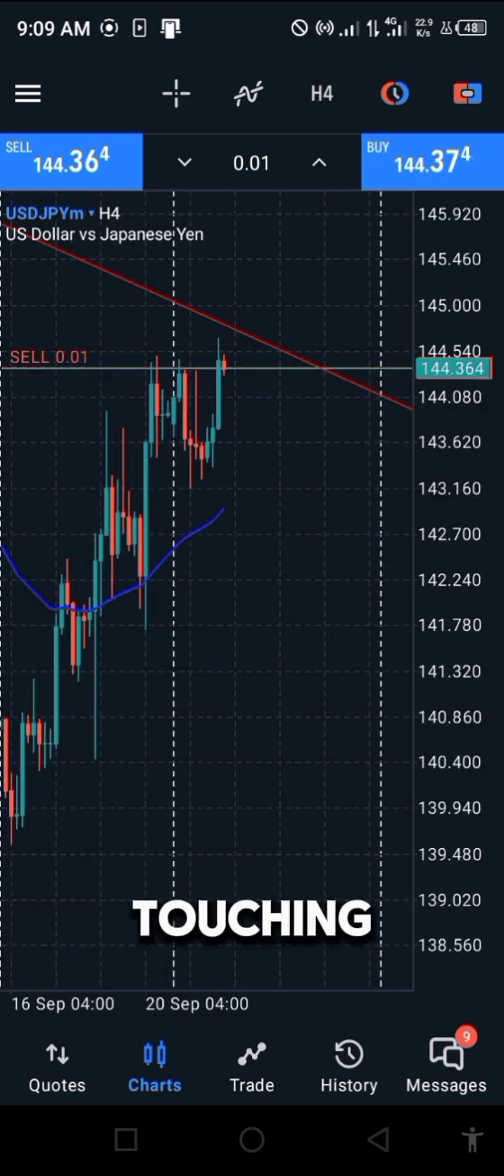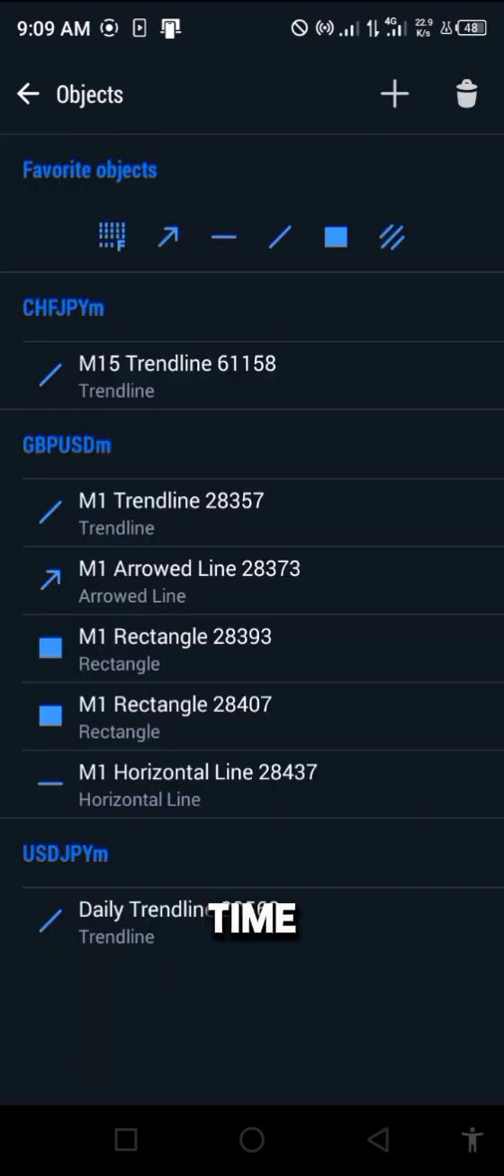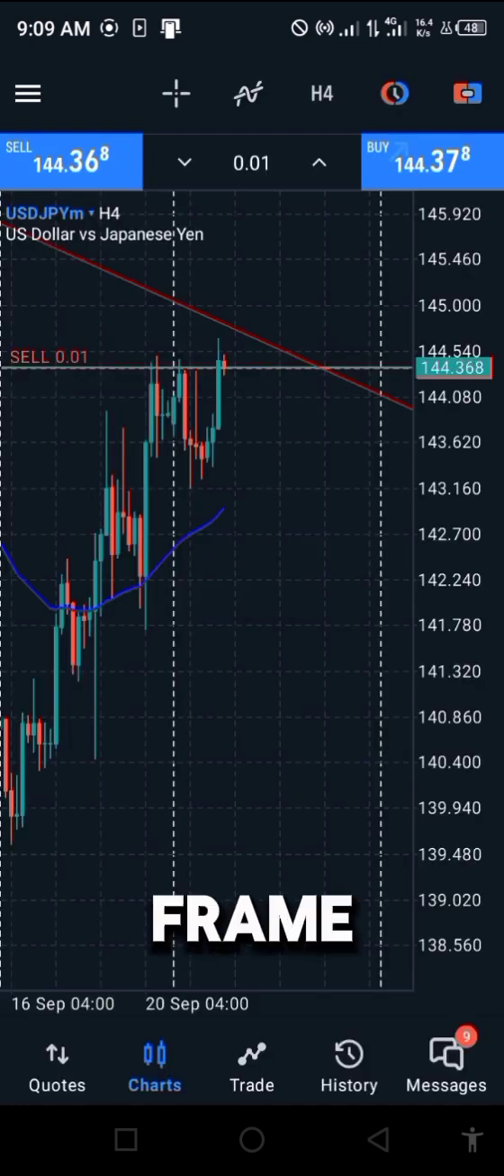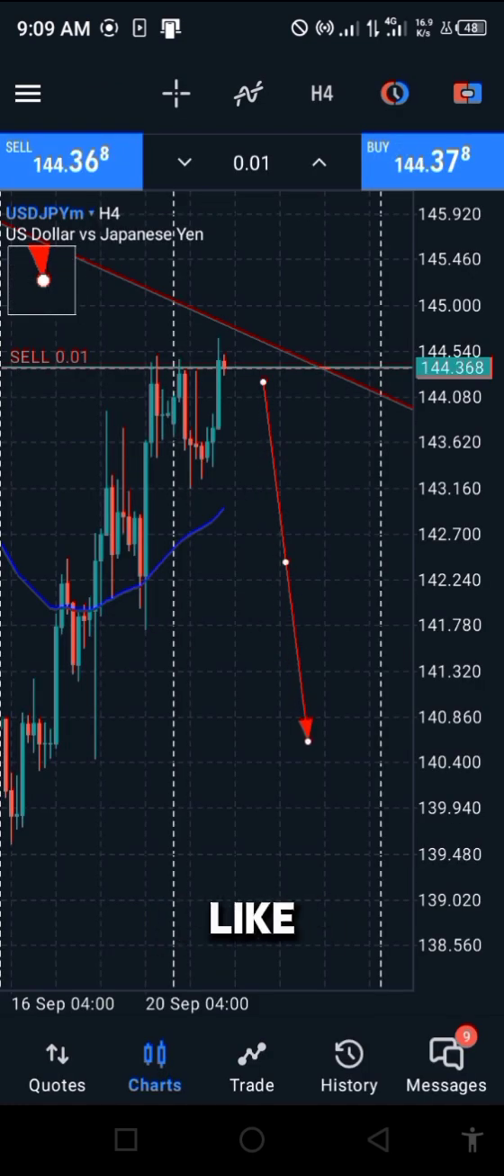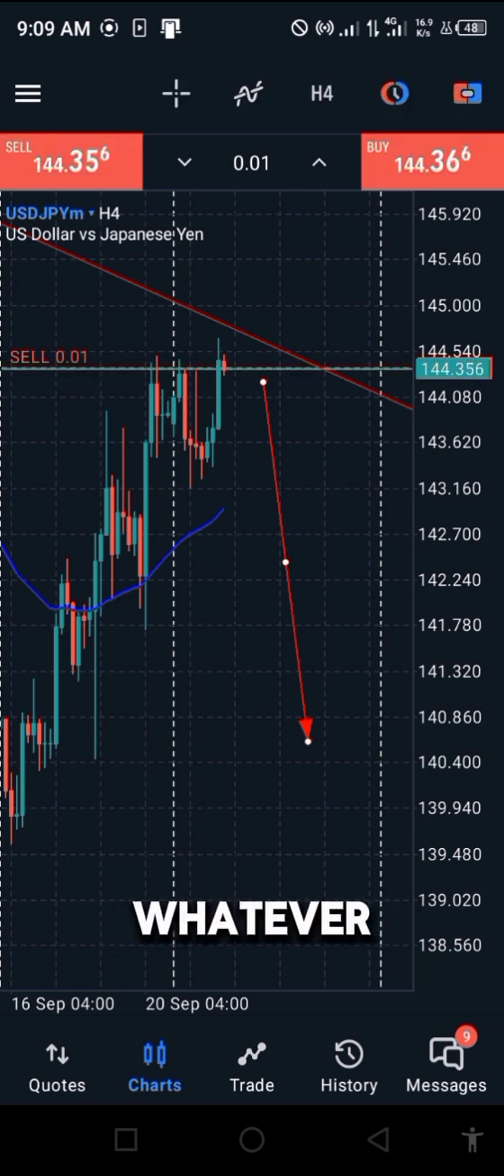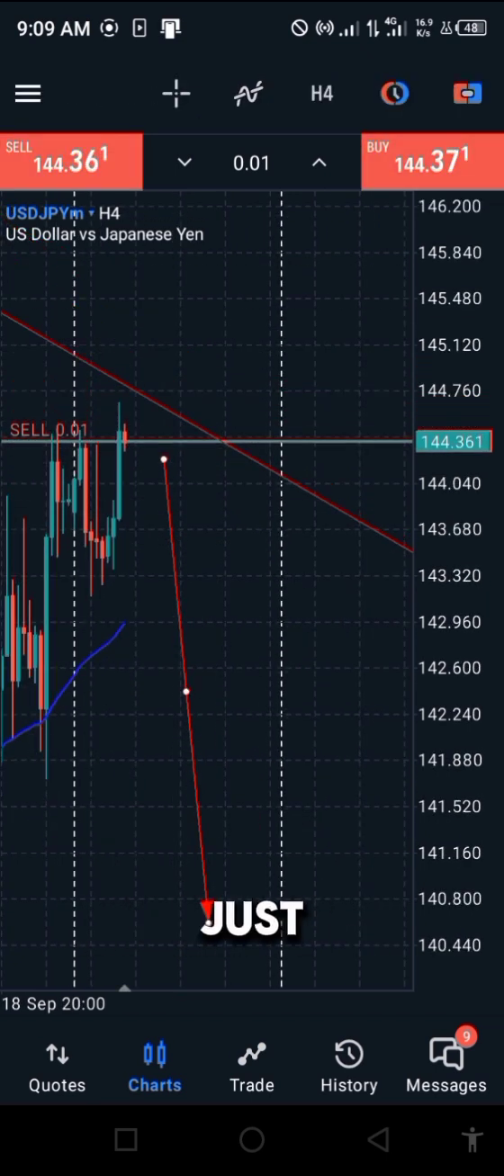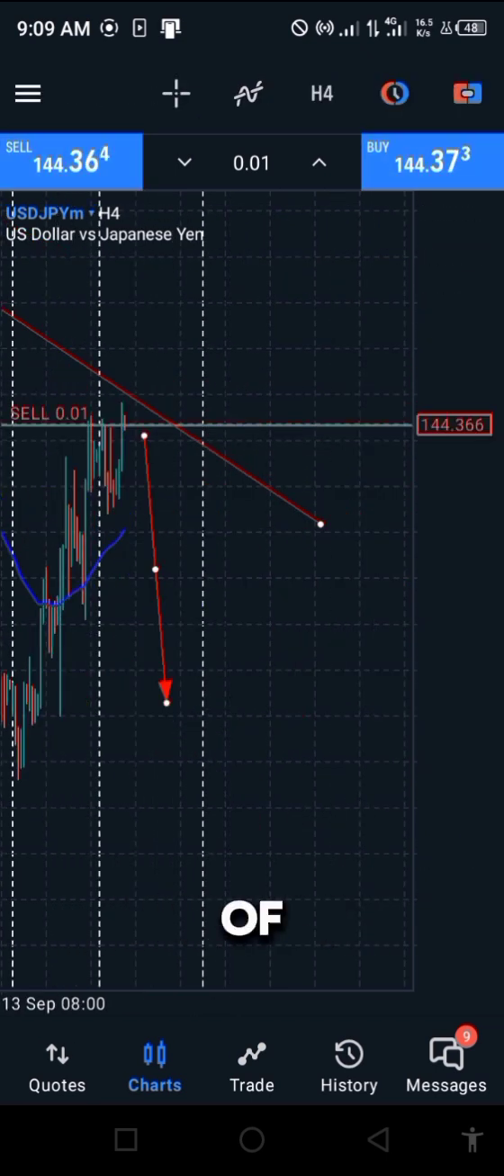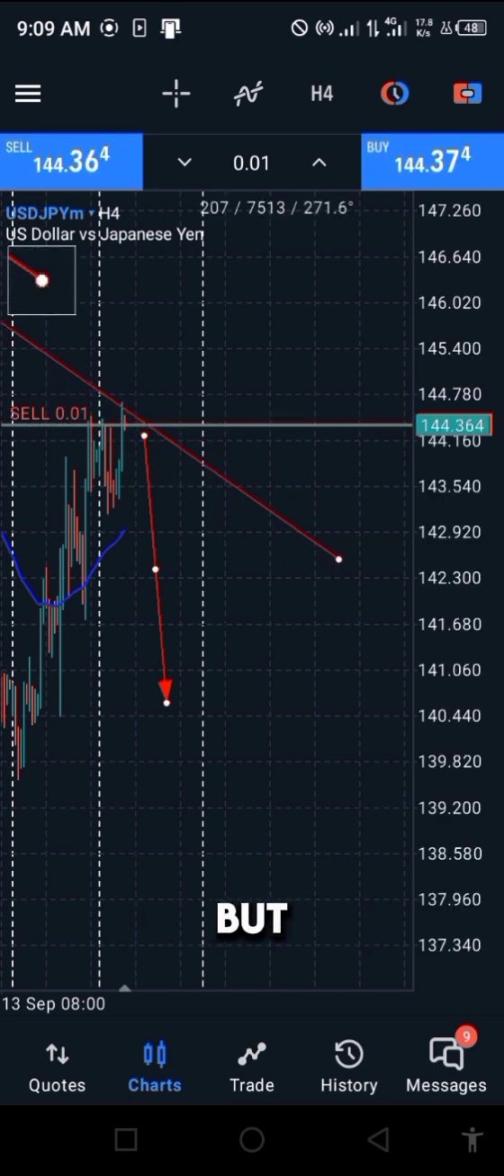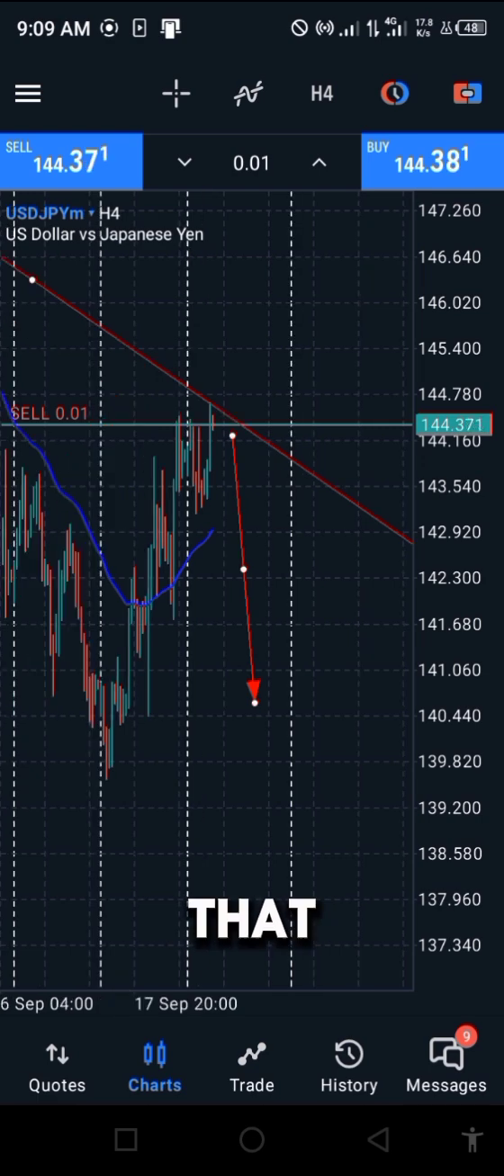If we can see from the daily time frame, it is directly touching. Then the 4 hours time frame shows a little bit like it's not touching, but whatever be the case, it is just a small glitch of distance. But let me adjust that.